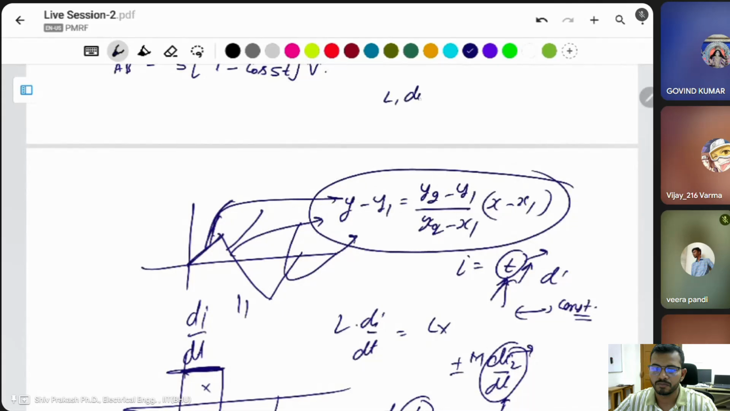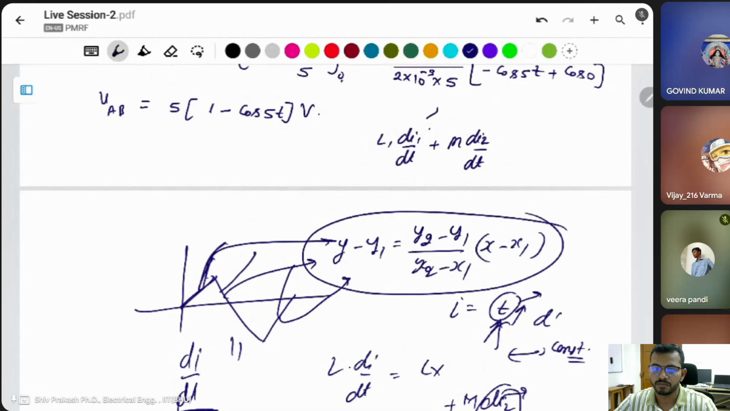In this, there is L1 di1 by dt, plus or minus anything, there will be plus M di2 by dt. Okay, and you have I1 in terms of t only, not t square. Agree. I2 also in terms of t. Then we differentiate both with respect to t. Then t will be cancelled out for both. Then there is only a constant value. Just try, but one will be positive, another will be negative. Constant value. Agree. Let us say plus 5 and minus 5.